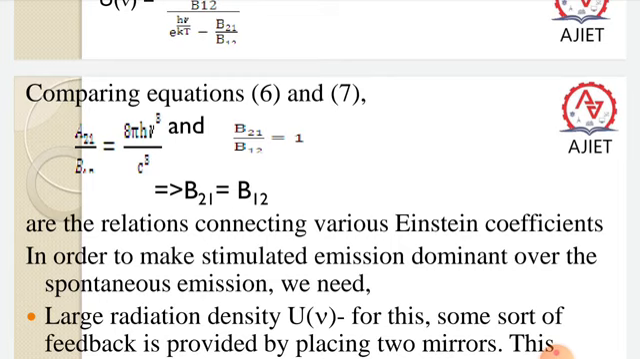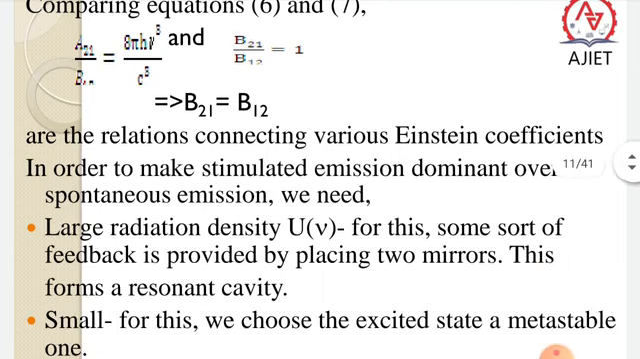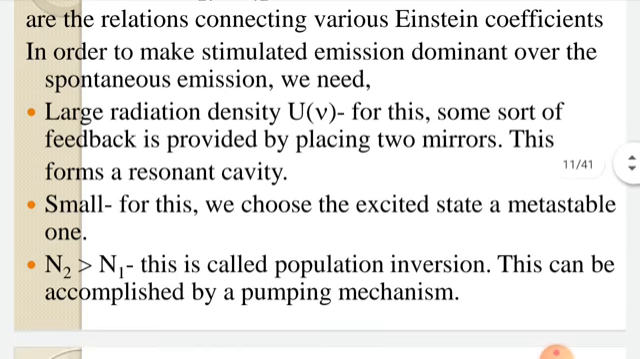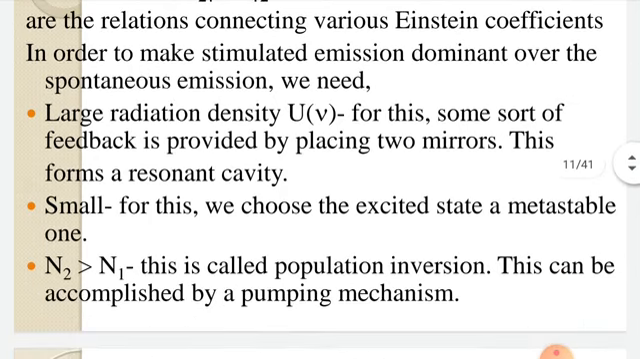In order to make the stimulated emission dominant over the spontaneous emission, we require a large energy density U of nu. For this, some sort of feedback is provided by placing two mirrors. This forms a resonating cavity, and for this we choose the excited state as a metastable state. Hence N2 greater than N1 is known as population inversion, and this can be accomplished by a pumping mechanism.